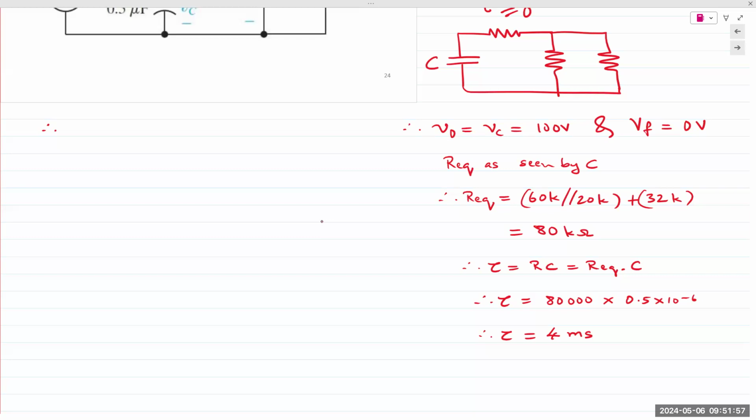Let's see, 80,000, 80K, times 0.5, 10 raised to minus 3 gets rid of 1,000 over there. So you get 80 into 10 raised to minus 3. And 0.5, 0.5 goes 8, 4, wait. Yeah, 40 milliseconds. Thank you. 40 milliseconds.